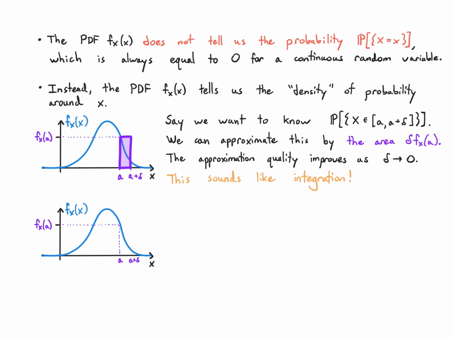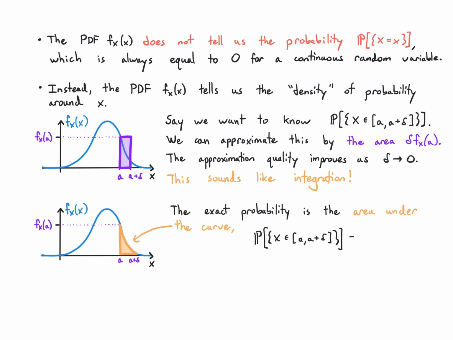And that turns out to be basically integration. So let's make it integration. That's going to be the exact value. The exact value of the probability that I land between a and a plus delta is just the area under the curve defined by this PDF. So if I want to know the probability that I land in the interval, what I should do is integrate the PDF. That's it.